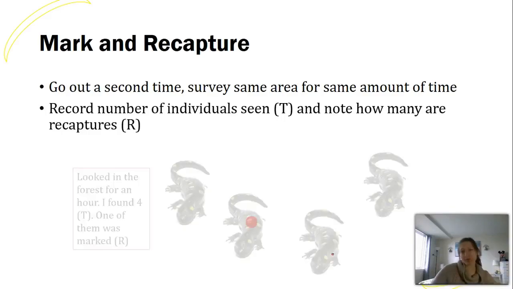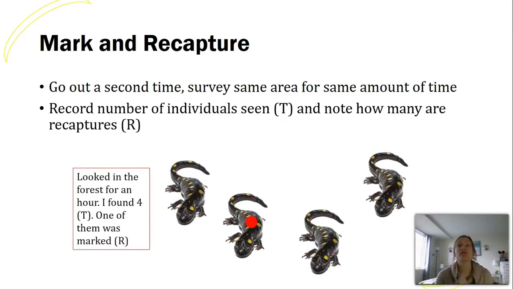And I start looking, and I did find them. I found 4 of them. And of those 4, one of them I've recaptured. One of them had this red dot on it, or its silver band on it. And I'm like, oh, I've seen this one before. So my number is 4 for T. That's how many I caught the second time. And 1 for R. I only recaptured 1.